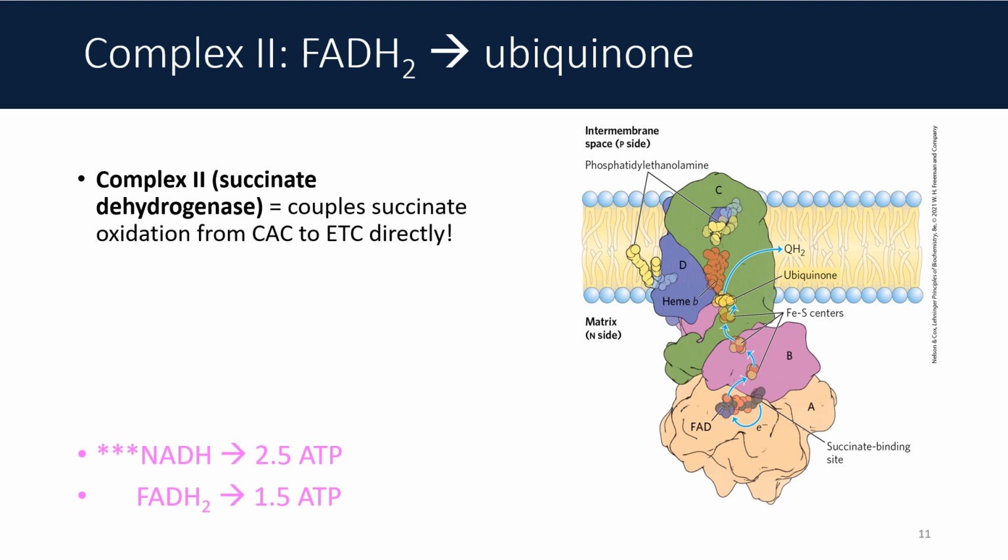Complex 2, succinate dehydrogenase, is again special because it moonlights in oxidative phosphorylation and the citric acid cycle, and this complex directly couples these two processes. Just like with complex 1, its first active site is going to be on an arm protruding into the mitochondrial matrix, where it will oxidize succinate from the citric acid cycle into fumarate.